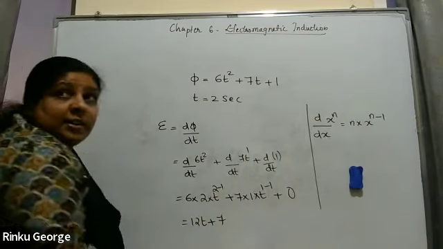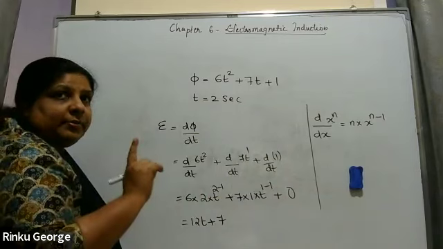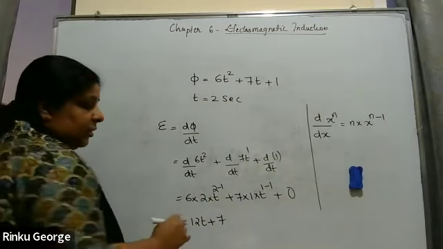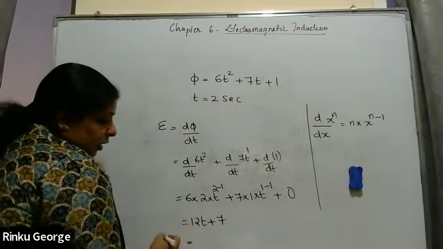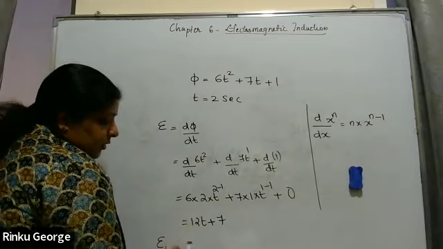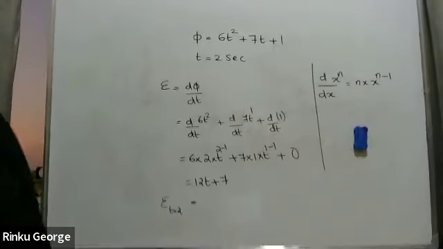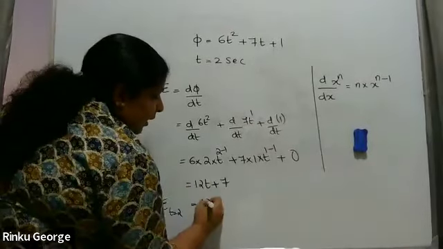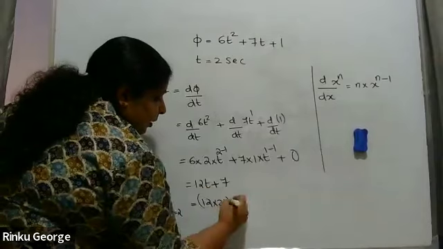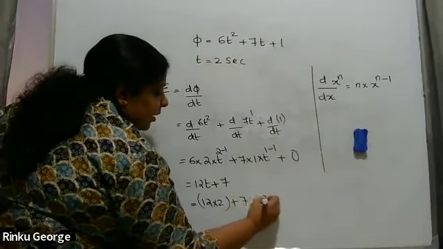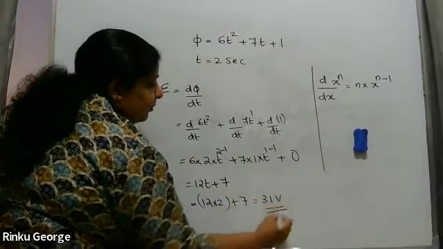t raised to 0. Anything raised to 0 is 1. So EMF at t equal to 2 seconds is what they are asking, right? Now when you put t equal to 2 seconds, you will get 12 into 2 plus 7. So it will be 31 volt.